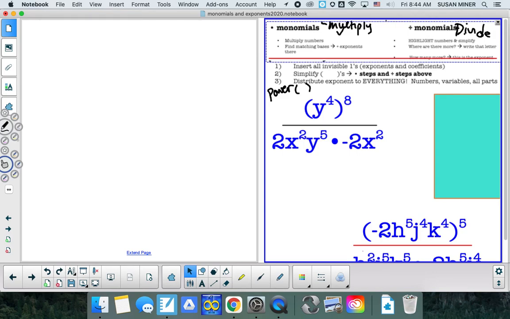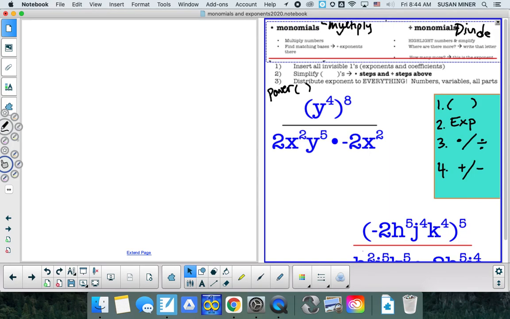Okay, so we're going to start with our order of operations. And remember, our order of operations first starts with parentheses, then exponents, then multiply or divide, and then addition or subtraction. Okay, those are sort of our order of operations.